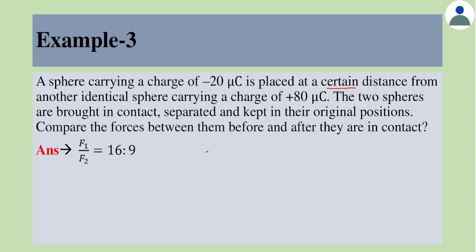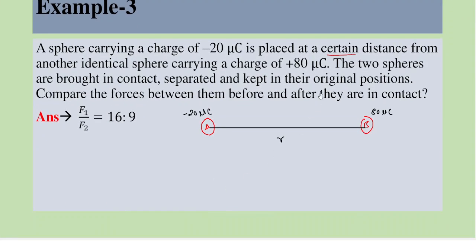To make sense out of it, we'll call the two spheres sphere A and sphere B. Initially, the charges on the spheres are minus 20 microcoulomb and plus 80 microcoulomb. These two spheres have some separation between them, let it be say some r. In the next instance, the two spheres are brought in contact, separated, and kept in the original positions.